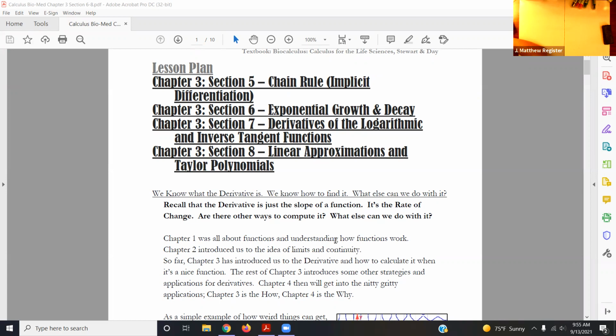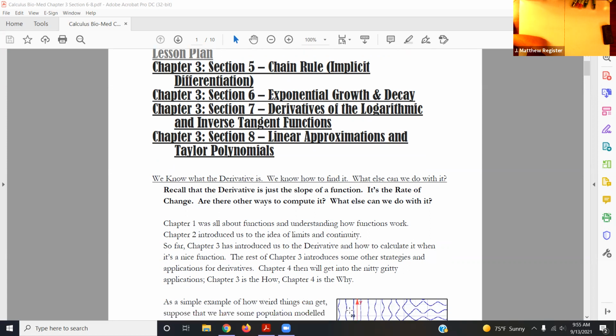This is a tremendous amount of material, and so it might go a little bit long today. But let's just start with what we've done so far. Chapter 1 was all about functions and understanding how functions work. Chapter 2 introduced us to the idea of limits and continuity. And so far, chapter 3 has taught us about the derivative. Like I said, the rest of chapter 3 introduces strategies and applications. Then chapter 4 gets into the nitty-gritty applications. Chapter 3 is the how, chapter 4 is the why.